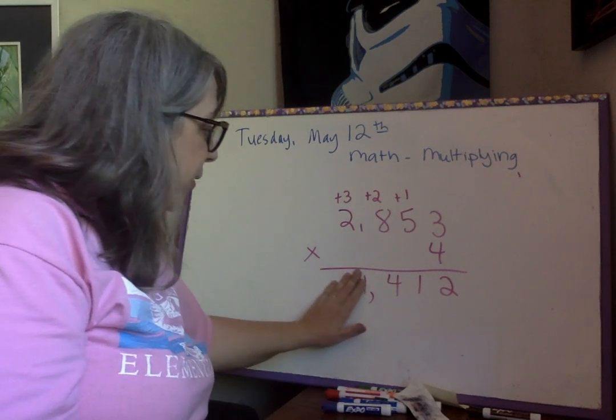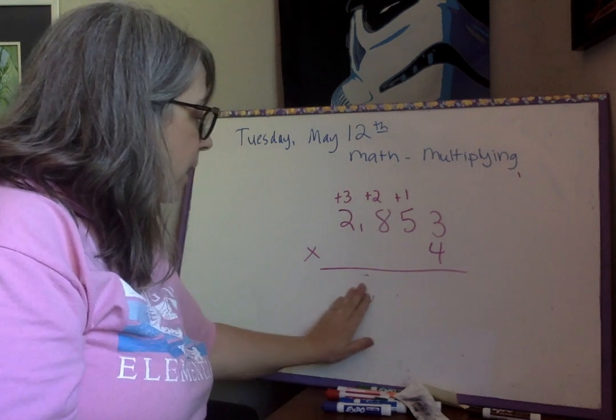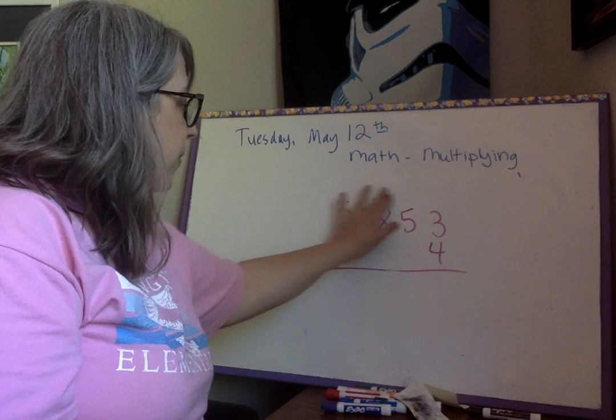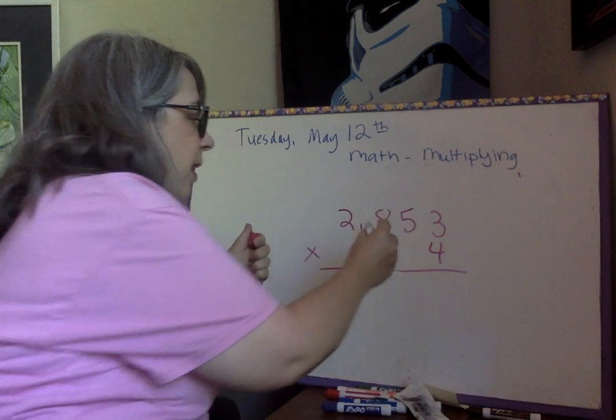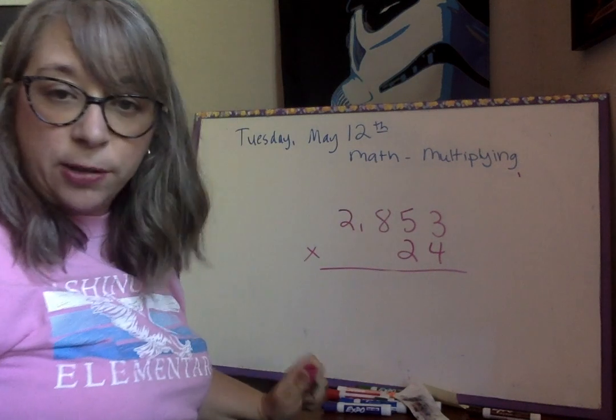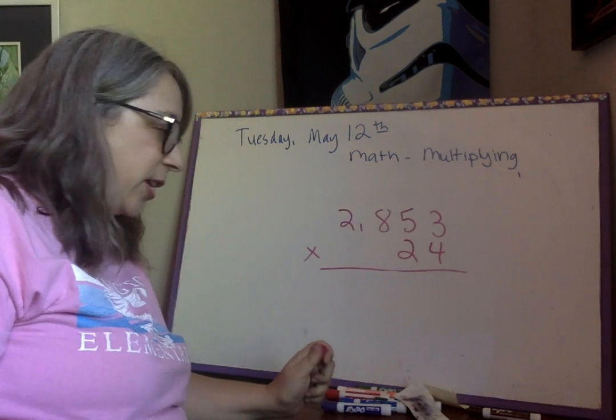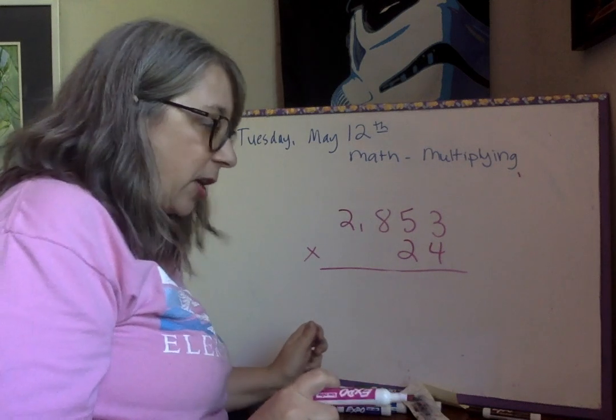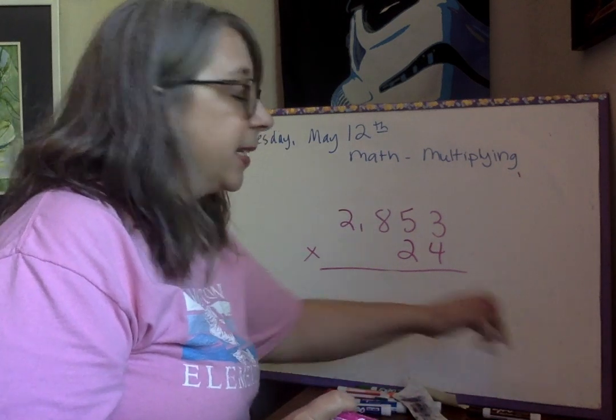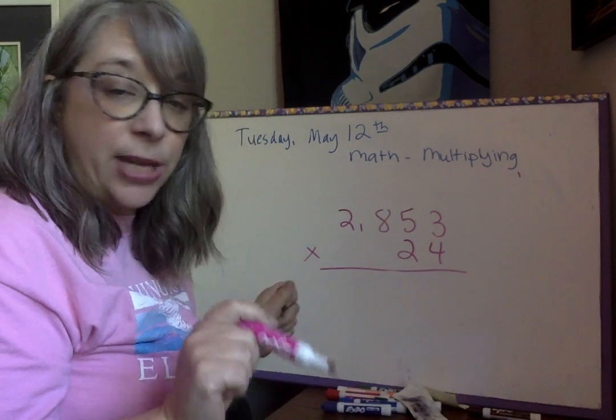Now, here's what I'm going to do. I'm going to erase this, and I'm going to make this times 24. Okay, I just took it up a notch. So, and yes, I erased that. I erased it for a reason, because we're going to keep practicing these multiplication facts.